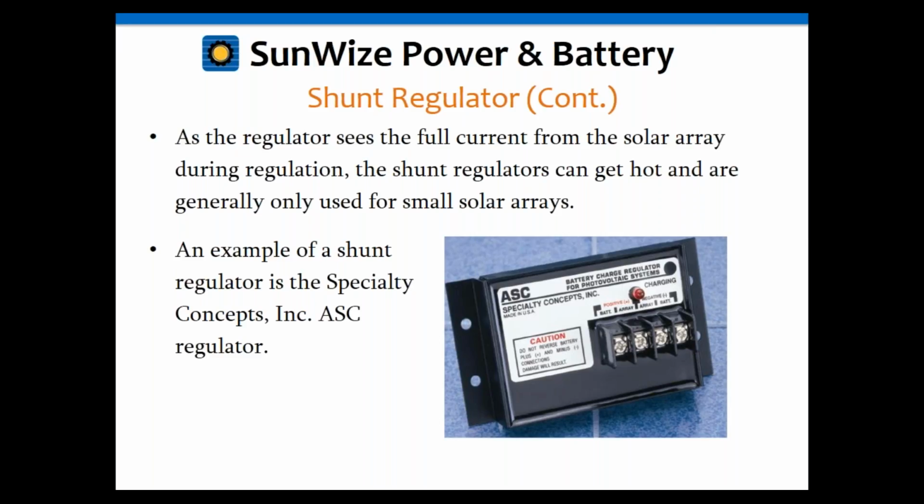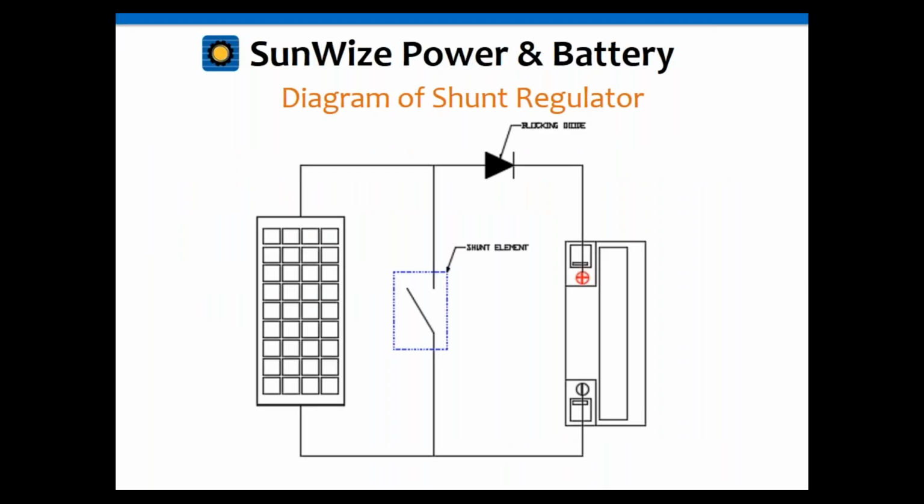Also, they can get hot because of the transistors and the blocking diode, keeping in mind you have the full array current going through this unit when you are shunting. And this gives you a little diagram of it. You can see the solar array and the battery in parallel, and a blocking diode there again, preventing the battery from discharging into the solar array. And there's the shunting element, which is typically a transistor in this case, short-circuiting the solar module.